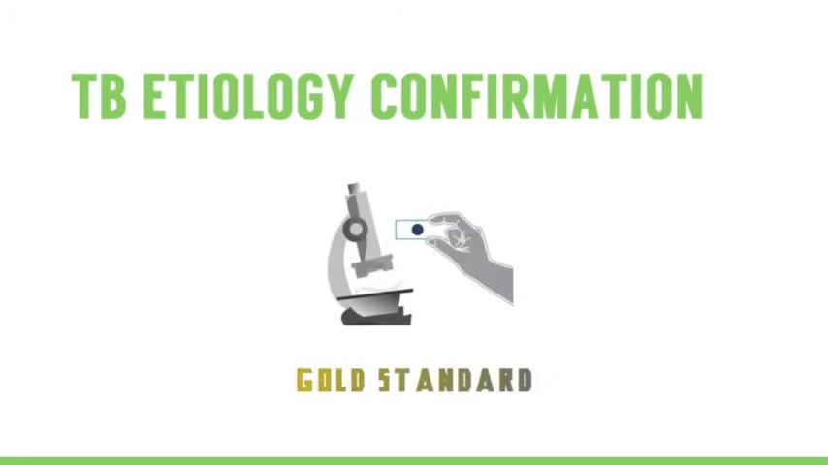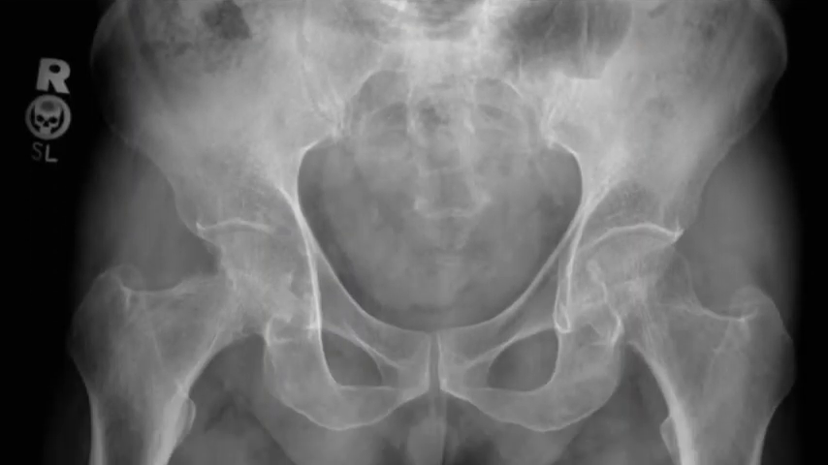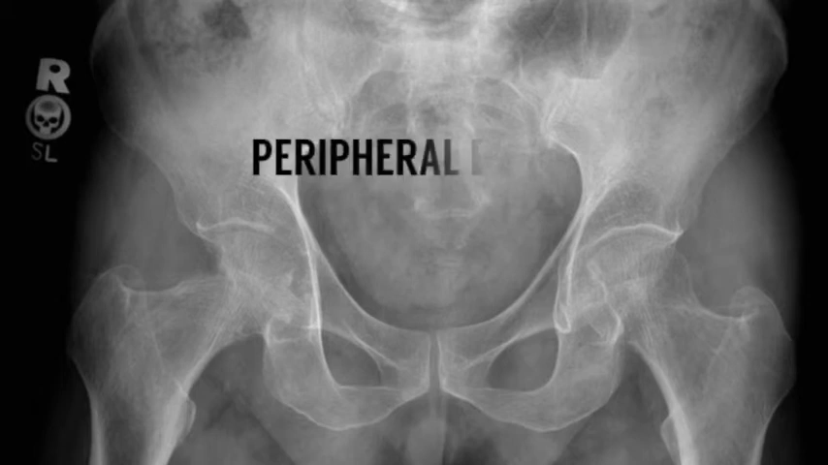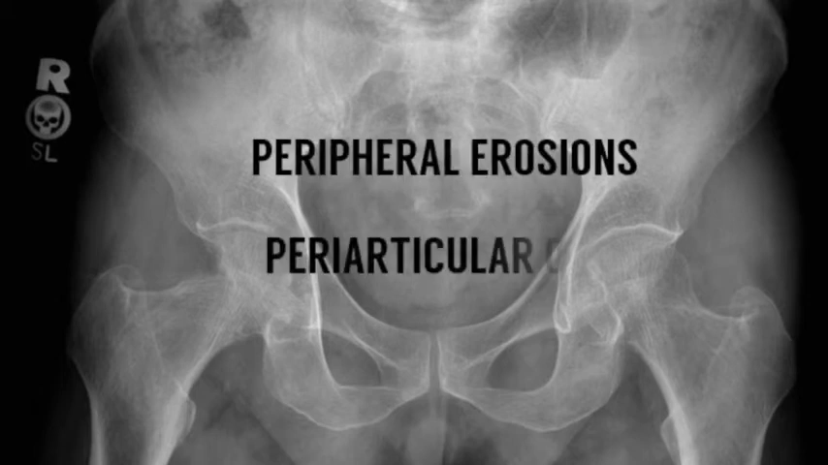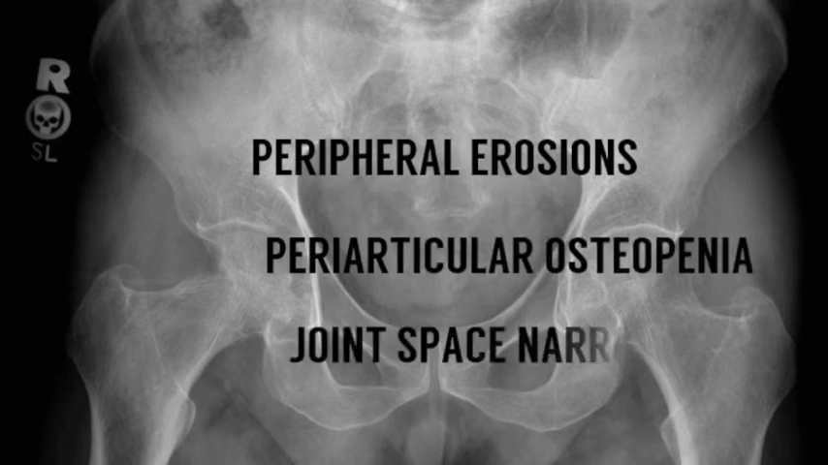However, histopathology remains the gold standard for arthritis secondary to TB infection. Other tests include radiologic studies involving the specific joint region of concern, presenting with peripheral erosions, periarticular osteopenia, and joint space narrowing.